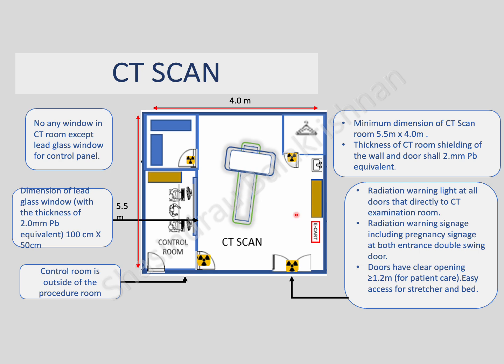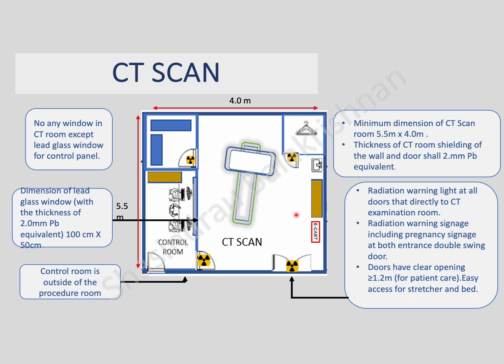A lead glass window measuring 100 centimeters by 50 centimeters with the same lead equivalence is installed to allow the operator to observe the patient safely without exposure. Radiation warning lights and signage, including pregnancy warnings, are placed on all doors to alert staff and visitors of potential radiation hazards.